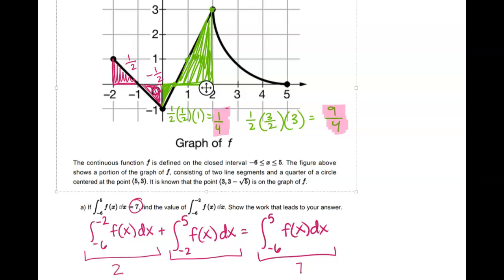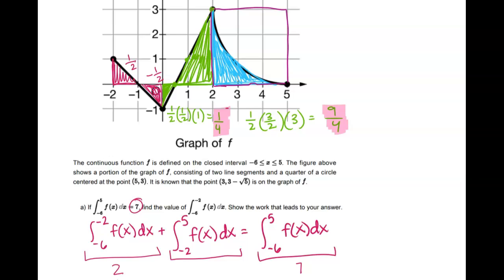Now we have this space here. And there's not really a way to calculate this directly. It's kind of like a triangle, but one of the sides is curved, like a right triangle with a curved hypotenuse. It's not going to work. However, I do know how to find the area of this square.